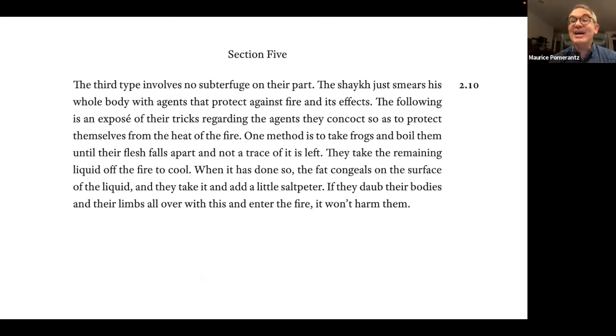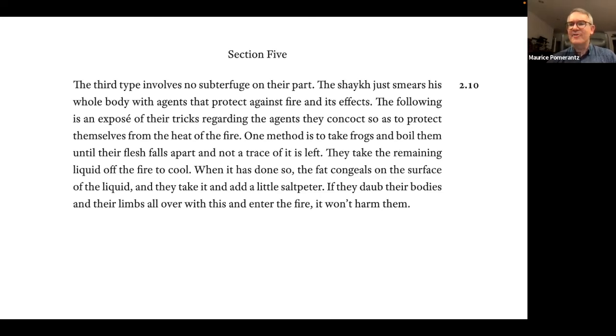There's a third type. The third type involves no trick. There's no subterfuge on their part. The sheikh just smears himself, his whole body, with agents that protect against fire and its effects. The following is an exposé of their tricks regarding the agents they concoct so as to protect themselves from the heat of the fire. Now, here's the method if you want to know how you do it.